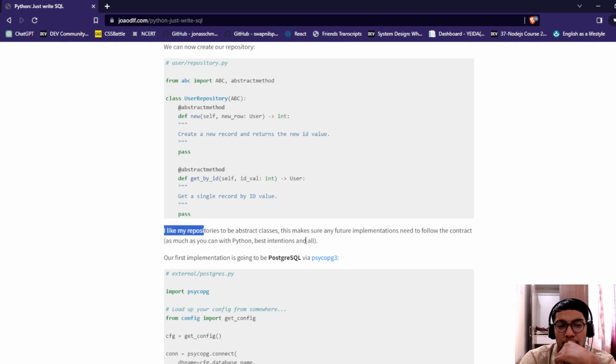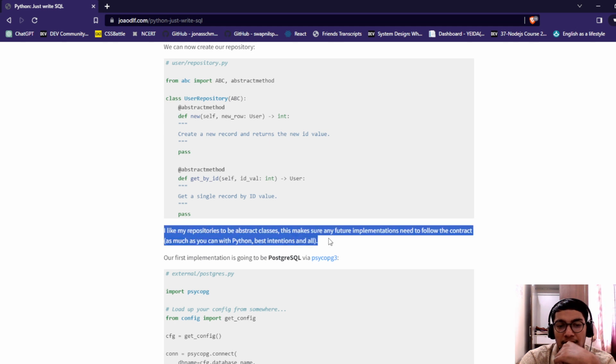I like my repositories to be abstract classes. This makes sure that any future implementation needs to follow the contract.